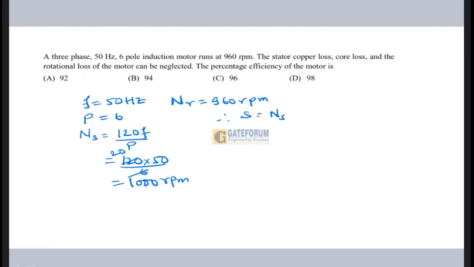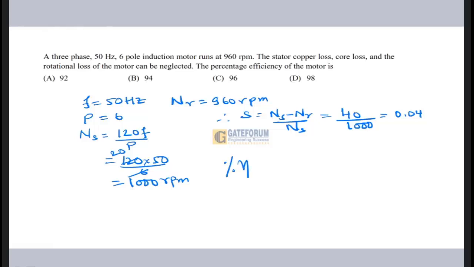So you can find out the slip. Slip is equal to (Ns minus Nr) by Ns. So 1000 minus 960 is 40, divided by 1000. So that you are getting as 0.04, right? Now they are asking you the percentage efficiency.